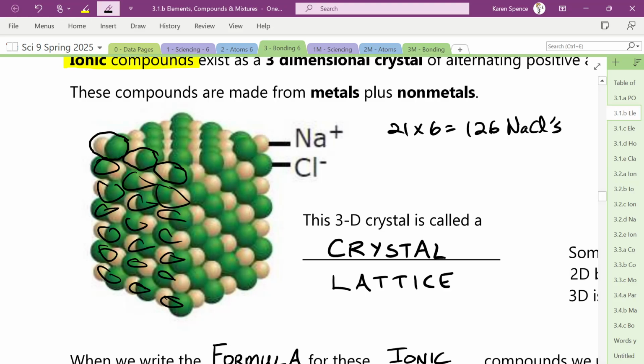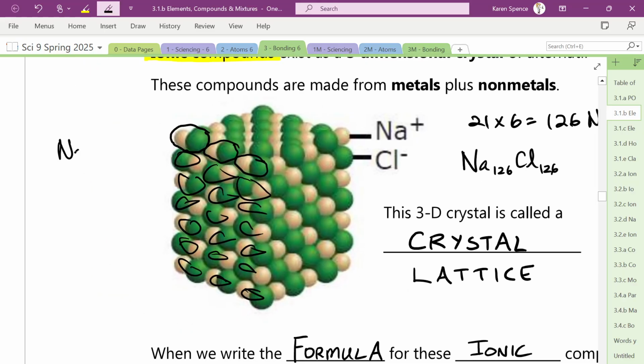Would it make sense for me to write Na 126, Cl 126? What if I had a bigger salt crystal? What if I had a billion? Because atoms are really small, you could easily have a billion atoms. Are we going to be writing Na a billion? Actually, let's do 1,000 because I can't write that. Cl 1,000? No, that's crazy, right?